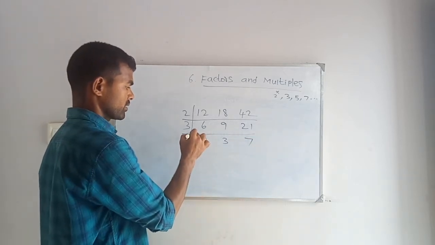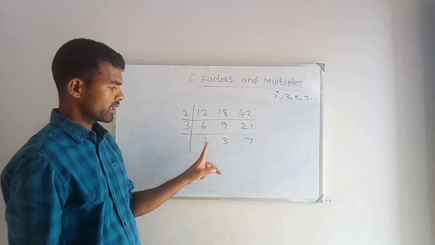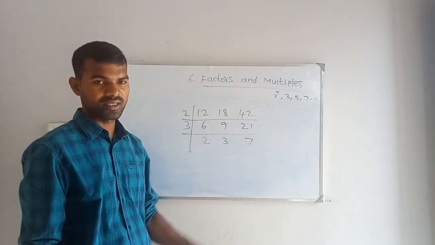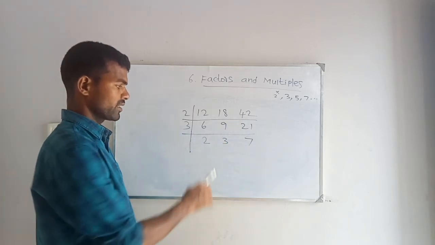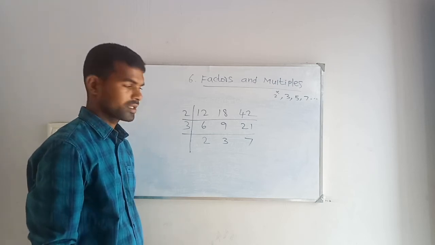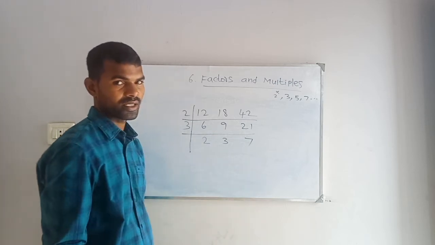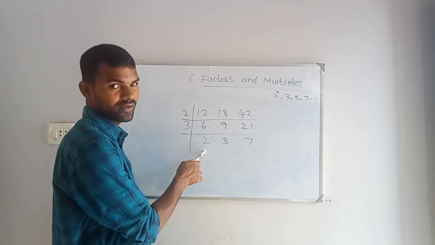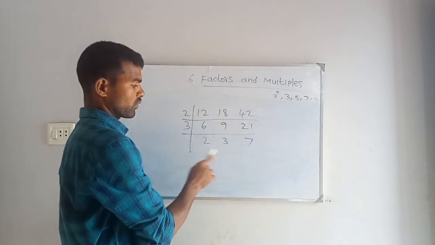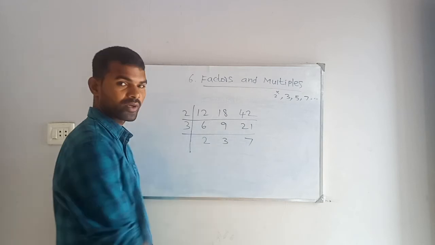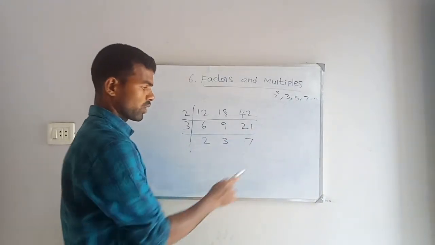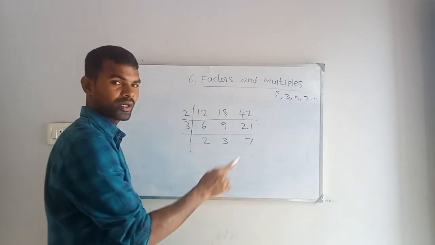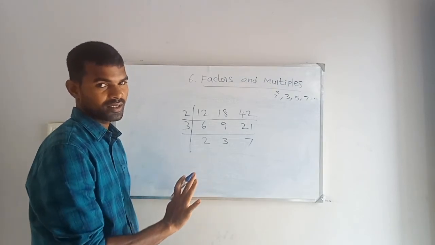Now see that 2 is there, 3 is there, 7 is there. Yes, no? You can divide by any prime number only if at least 2 numbers are divisible. If you take 2, only one number can be divided. If you take 3, only one number can be divided, the other 2 numbers you can't divide. If you take 7, only one number can be divided, the other 2 you cannot divide. So leave it. This is enough.